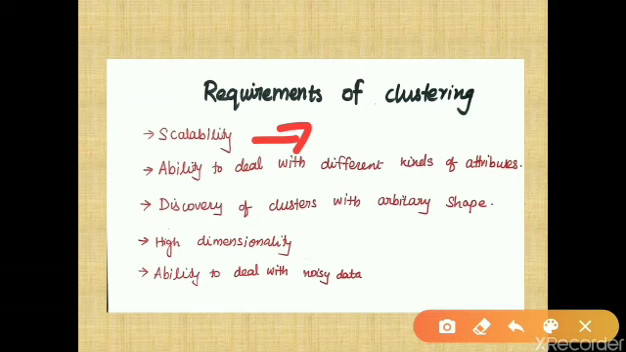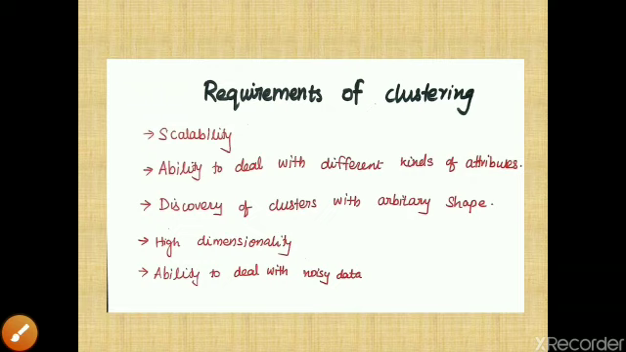Sometimes this clustering process will work very well in the case of a small data set, but with a larger data set it may produce biased results. So the clustering algorithm should always be scalable. It should work well with large and small data sets. Now what about the ability to deal with different kinds of attributes?